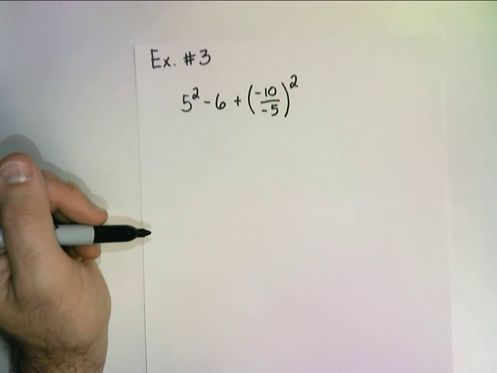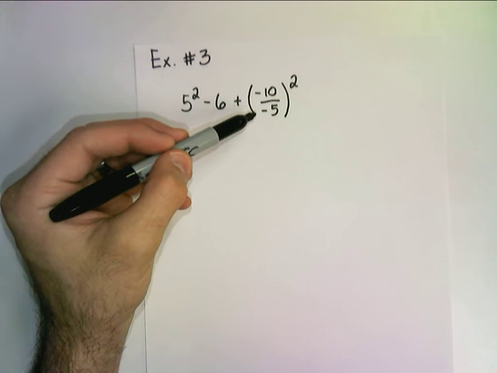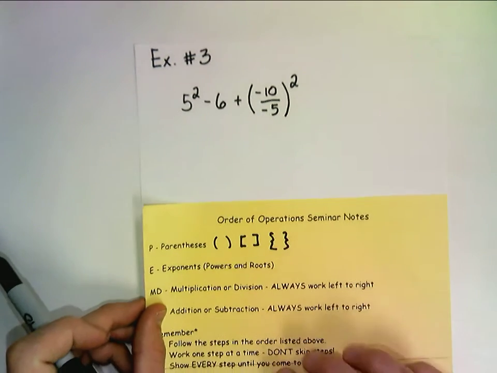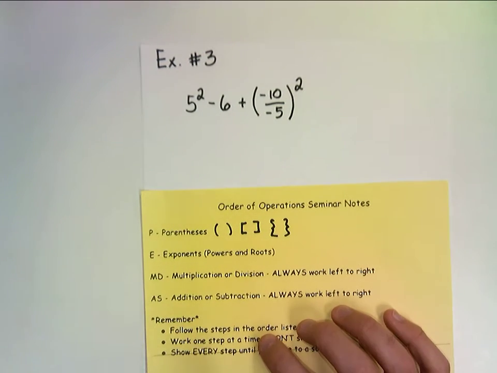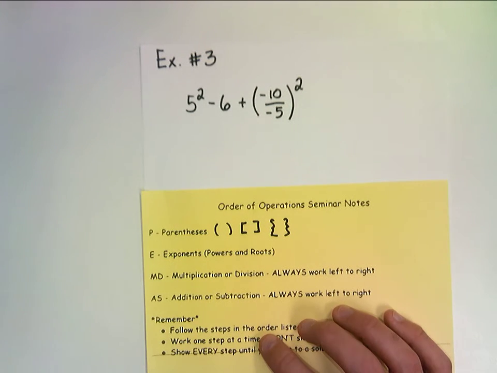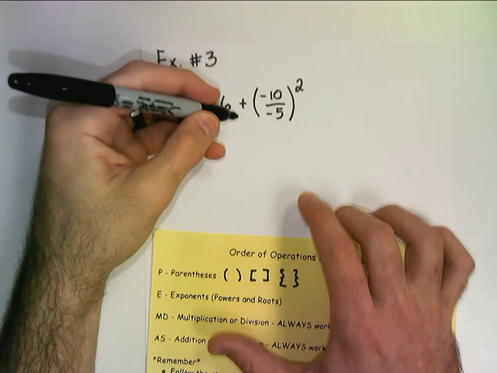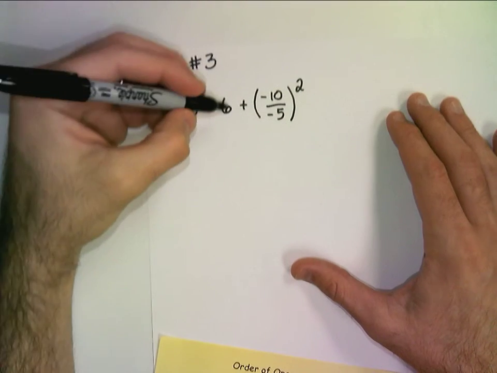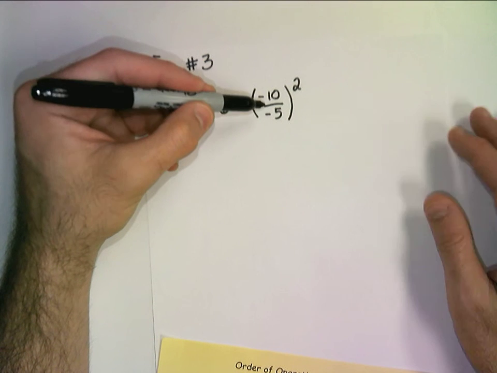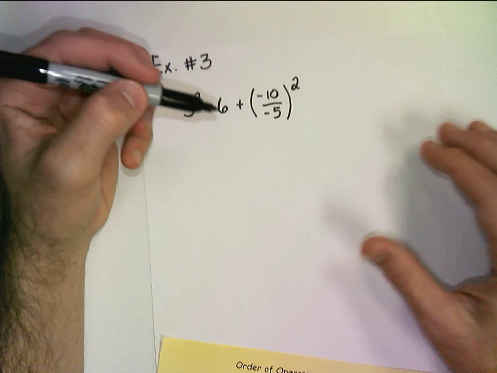So for our last example here, we do have kind of a lot going on. We have exponents, we have parentheses here, we have division. So thinking back to our yellow sheet here, we want to start with anything in parentheses. Well, I instantly see this negative 10 divided by negative 5 here, so I'm going to go ahead and take care of that first. Negative 10 divided by a negative 5 is going to give a positive answer, because a negative divided by a negative is a positive number.